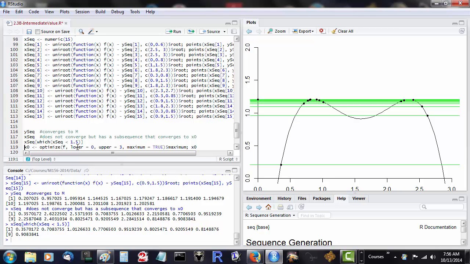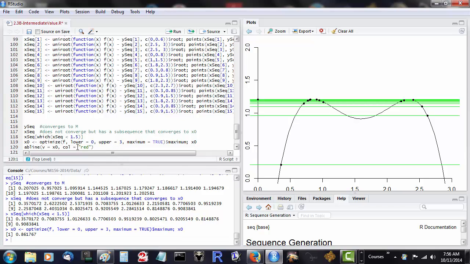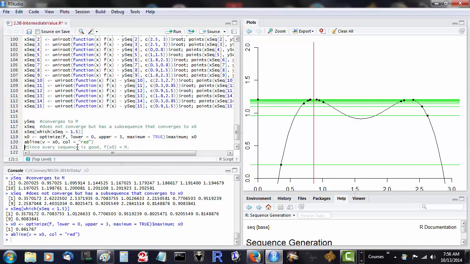And if you look at that, we don't have enough points so that convergence is obvious. But if you look at the points on the graph, it is highly plausible that that sequence converges to something. And the Bolzano-Weierstrass theorem guarantees that it converges. What does it converge to? It converges to that value x0.